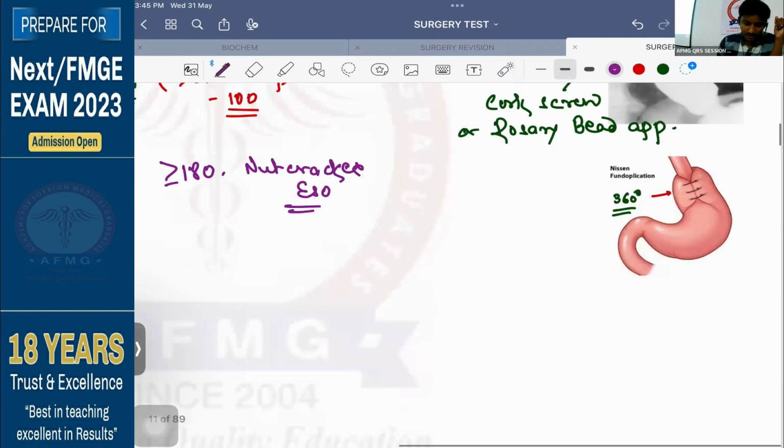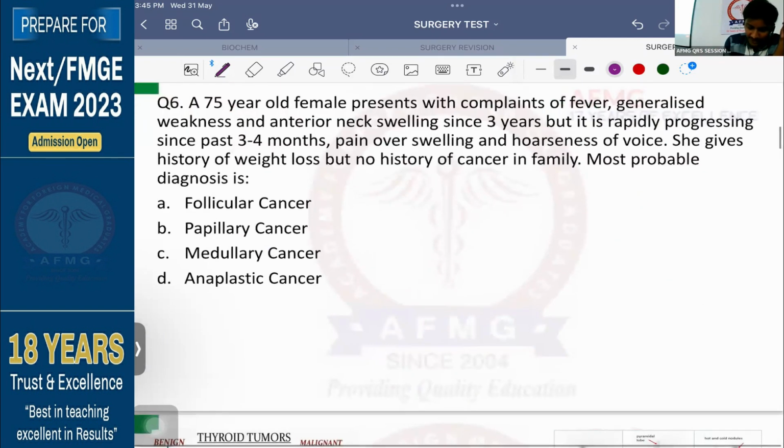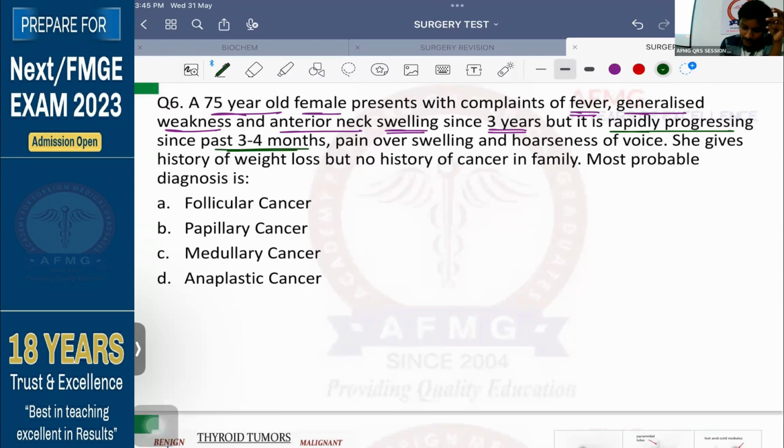Moving further. Question number 6 now. A 75-year-old female presents with complaints of fever, generalized weakness and anterior neck swelling since 3 years. But it is rapidly progressing since the past 3 to 4 months. Pain over the swelling is also noticed, and hoarseness of voice is also there. She gives history of weight loss also, but no history of cancer in the family as such. Most probable diagnosis is. तो अब कीवर्ड्स क्या क्या थे तुम बताओ इस बार.